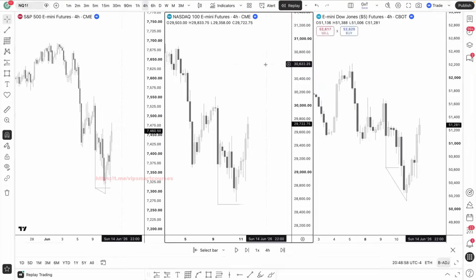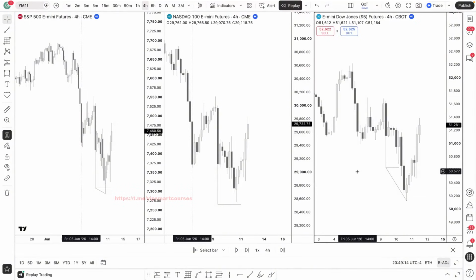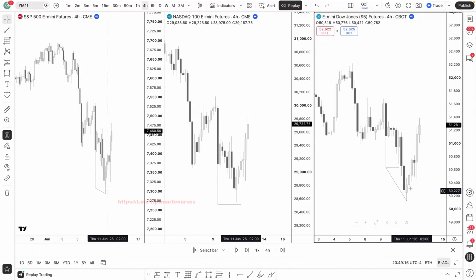Now let's go ahead and go over some examples of every concept within this lesson. First concept we're going to be covering is SMT break for reversals. So as you can see, how do we know when SMT is likely to break? When a leading asset runs deep through a low or a high.